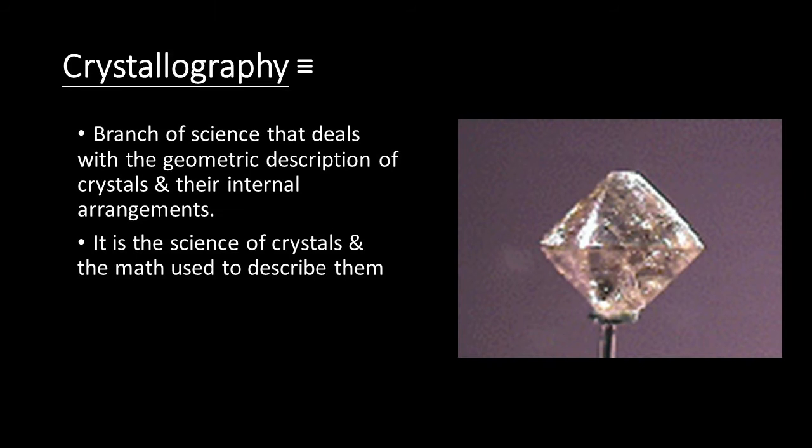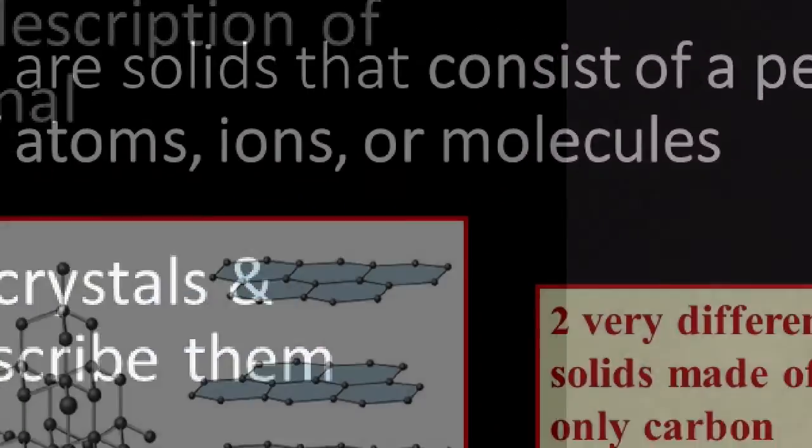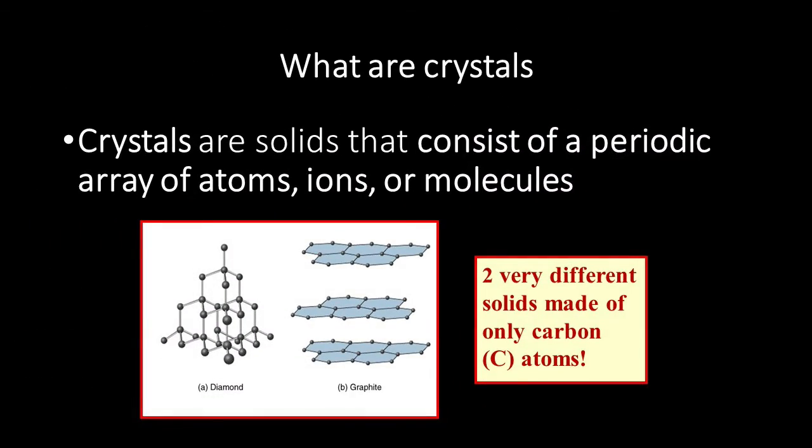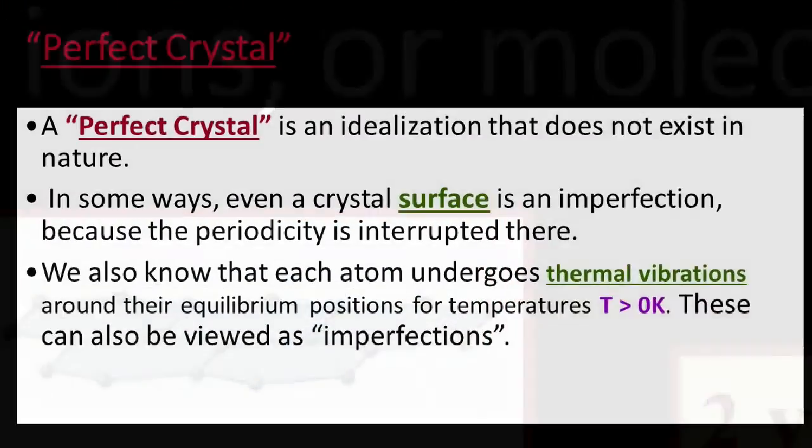Crystallography is a branch of science that deals with the geometric description of crystals and their arrangement. It is crystals and the math used to describe them. What are crystals? Crystals are solids that consist of a periodic array of atoms, ions, or molecules. As you can see here in the picture, both graphite and diamond consist of carbon. However, the difference is the structure arranged.